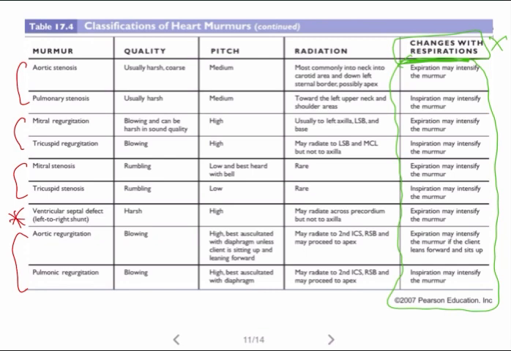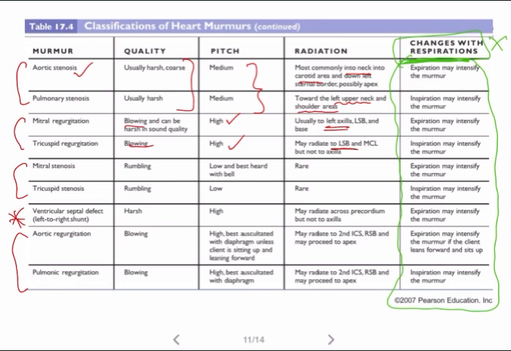Okay. Quality. Aortic stenosis and pulmonary stenosis are usually harsh and coarse, and the pitch is medium. For aortic stenosis, the radiation will be into the neck and carotids, and for pulmonary stenosis to the left upper neck and shoulder areas. Now mitral regurgitation and tricuspid regurgitation are blowing murmurs with a high pitch, both behaving the same. Mitral regurgitation will radiate towards the left axilla, while tricuspid regurgitation radiates to the left sternal border and not towards the axilla.